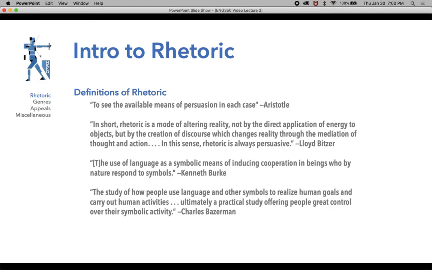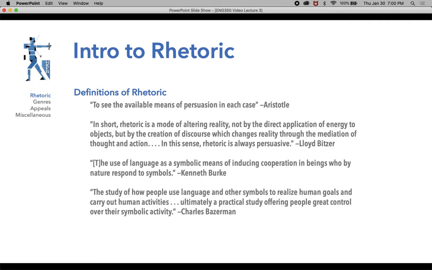Burke's example, or Burke's definition, is very similar to the notion I mentioned before, which is that we are symbol wielding animals, to quote Burke from another source, and we are moved and react to symbols collectively and individually. And rhetoric is the study as well as the act of that motion or movement or response to symbols.